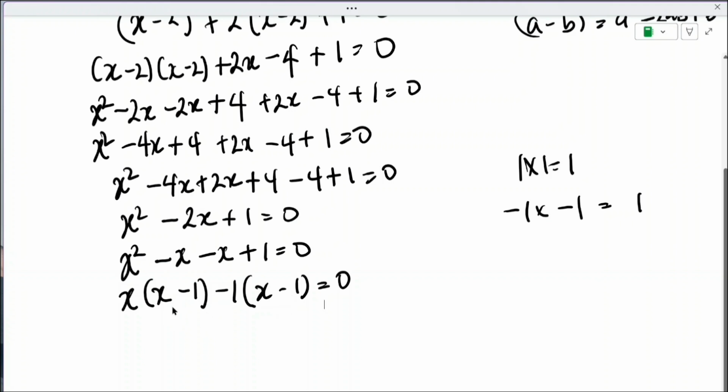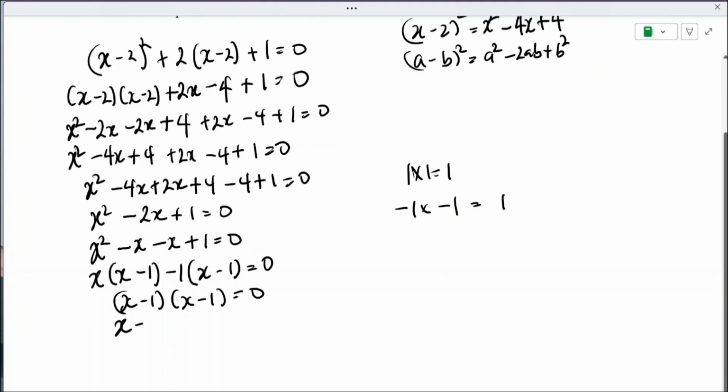So we have this. We take one of these two identicals. You have x minus 1. Then we join this x and this minus 1 in another bracket. You have x minus 1, close bracket, equals 0. You have x minus 1 equals 0 twice, so it's the same thing as saying x minus 1 equals 0. You can take one of them because they are the same. You still get the same result.